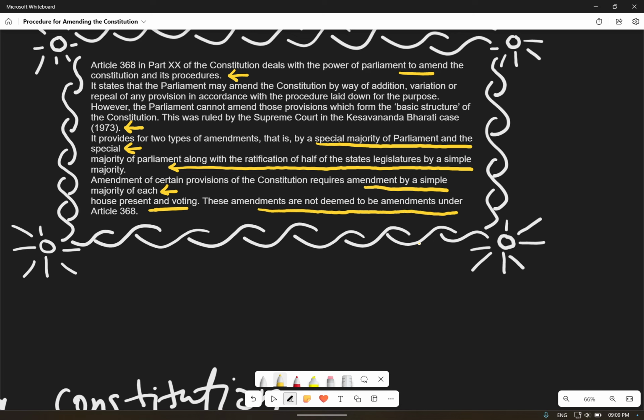So there are three types of amendment that we have. And we will discuss the process in detail. I'm just telling you currently what types of amendment we have, and what kind of majority is required for each amendment. Some key points I want to mention here, then we'll go with the procedure.